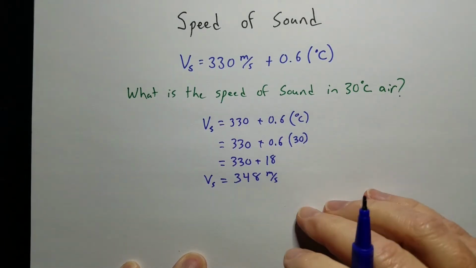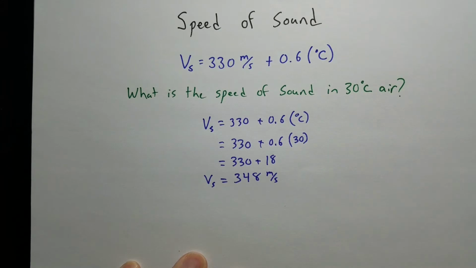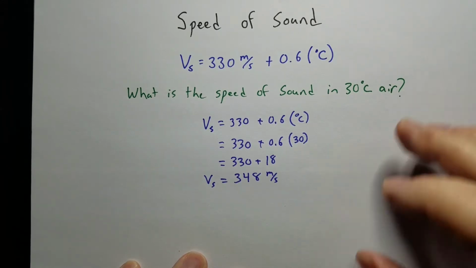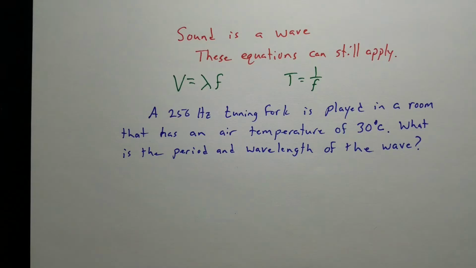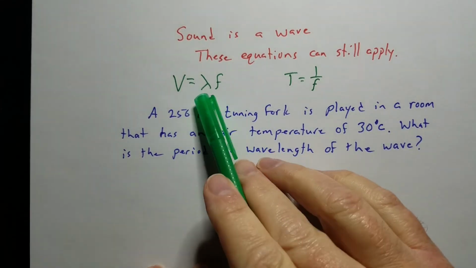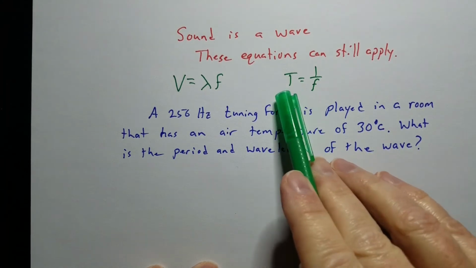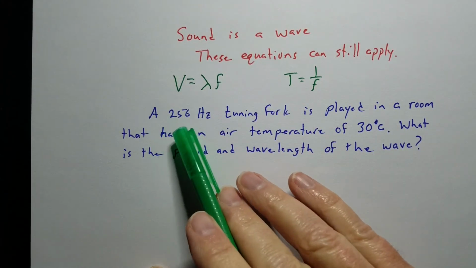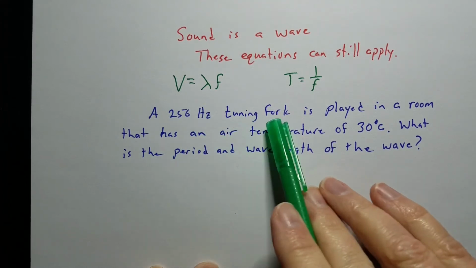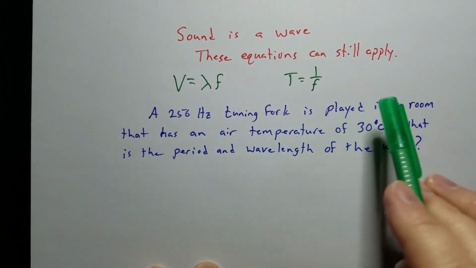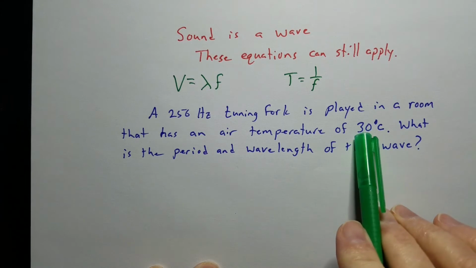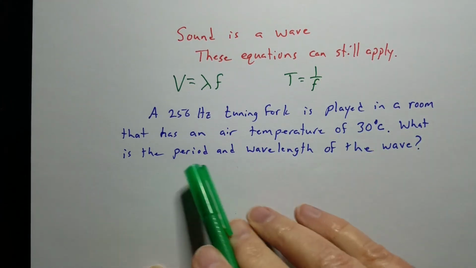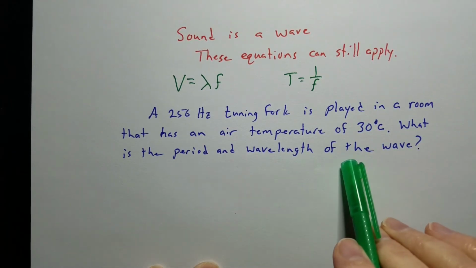Now that's easy enough, but let's mix it into the equations that we already know. Since sound is still a wave, it still follows the wave equation and this relationship between period and frequency. So if we get a problem like this, where we have a 256 hertz tuning fork, played in a room that has a temperature of 30 degrees Celsius, what's the period and wavelength of the wave?